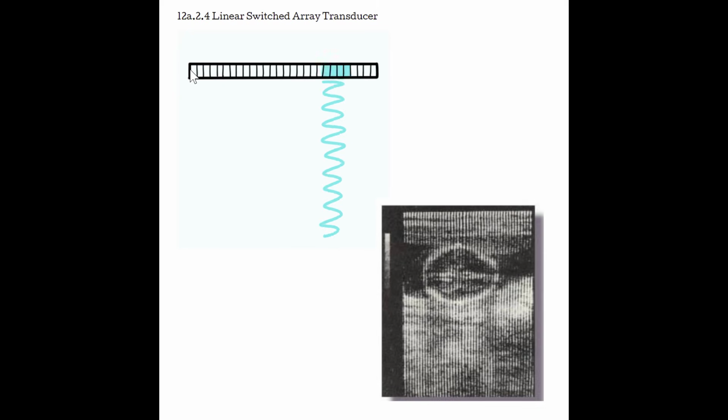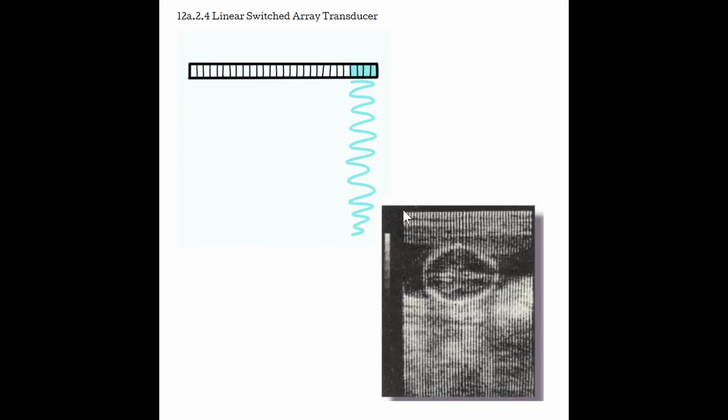Again, it would activate small groups of crystals. Those small groups of crystals would send out their tiny little wavelets. Those wavelets would interact together and typically just send a beam straight down into the anatomy. In this really old picture, you can see how those scan lines are made, sending that sound information straight down into the body, and then the echoes come back to create the scan line.